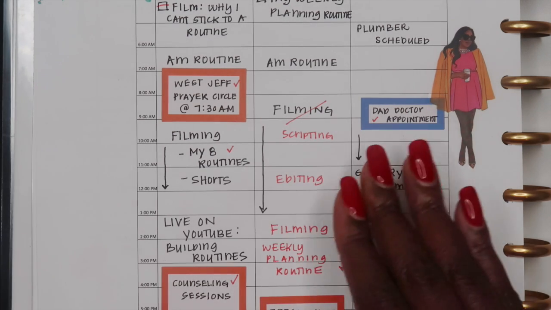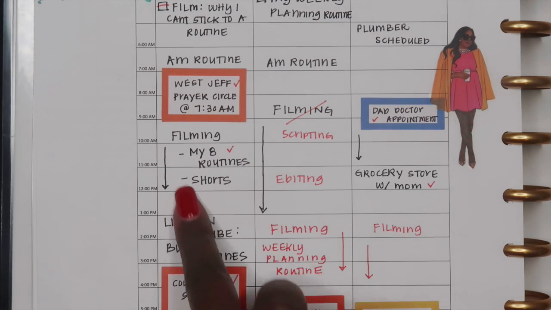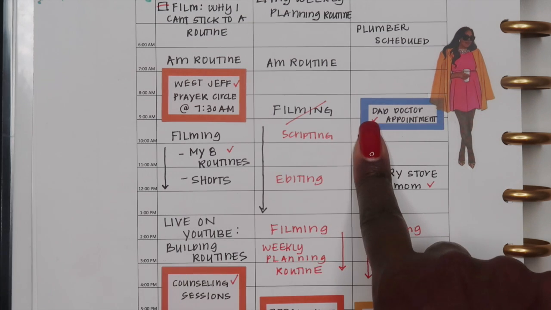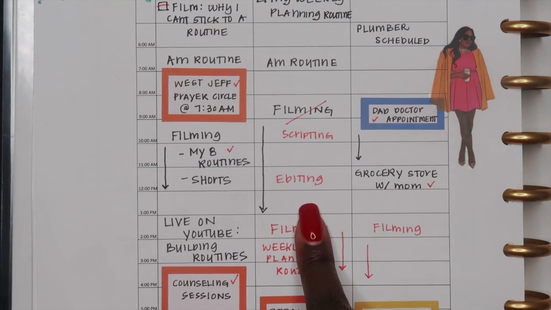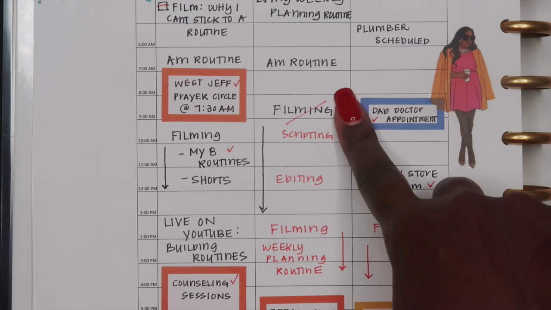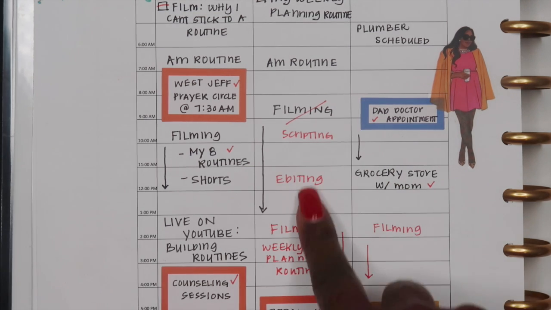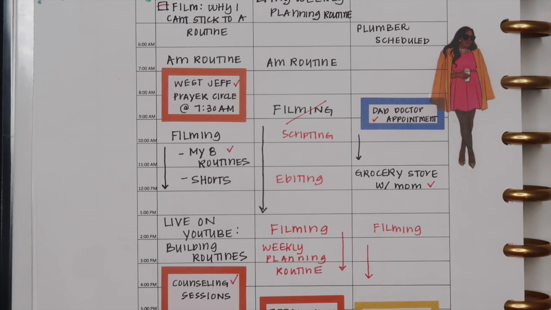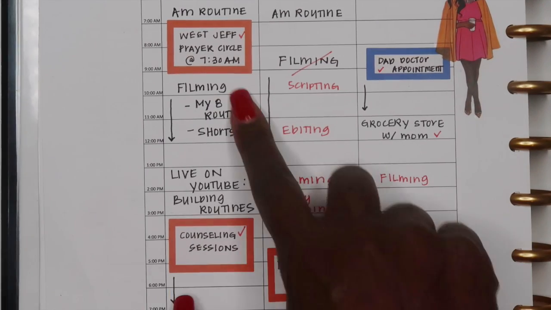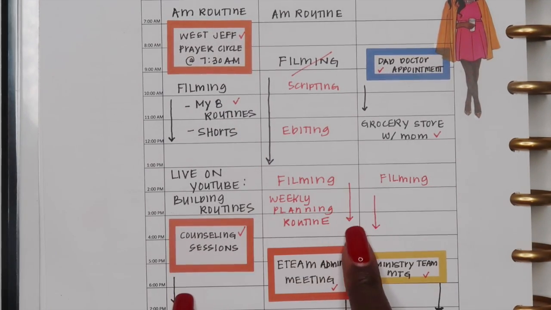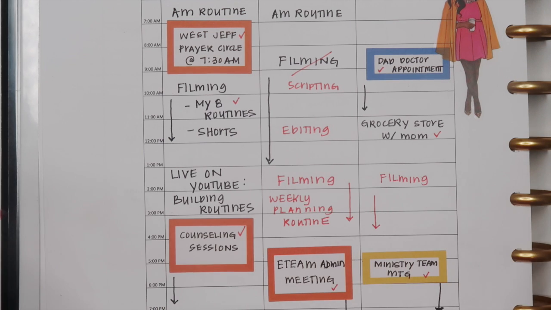I had scheduled to film, but since I had filmed on Monday, I decided to switch it over to scripting and editing, so I just cross out what I had planned and write in what I have decided to do instead. Anytime you see these arrows, that means I am scheduling a time block for that particular event or task that I have to do.